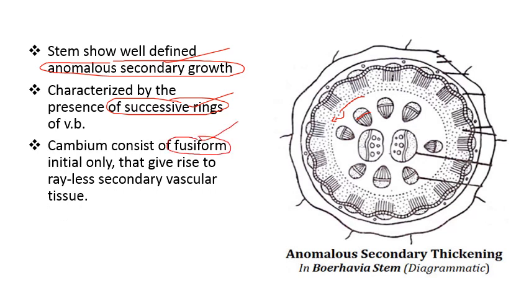इसमें जो cambium है वो fusiform initials से बना होता है, that give rise to ray-less secondary vascular tissue. इसमें rays नहीं बनती हैं medullary rays, so it results in formation of ray-less secondary vascular tissue.